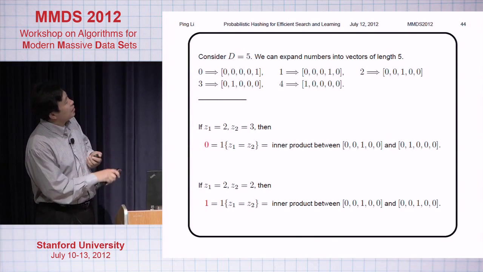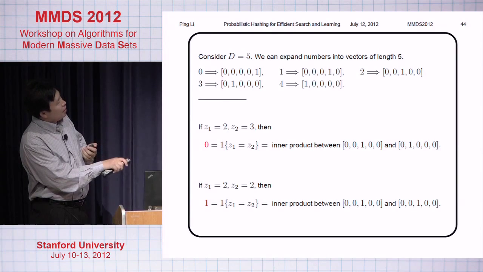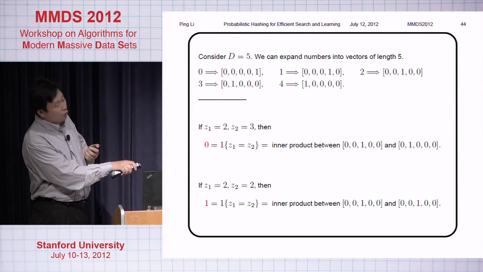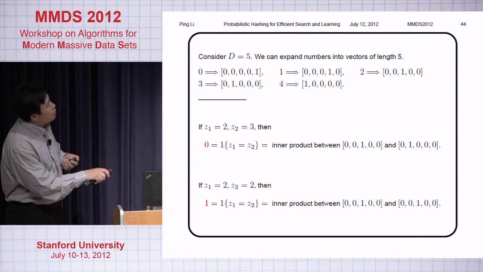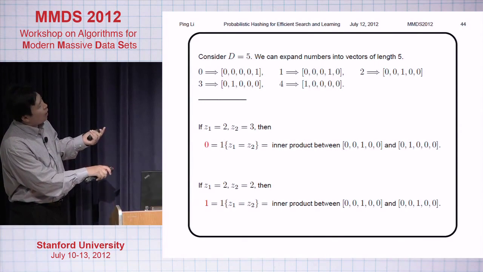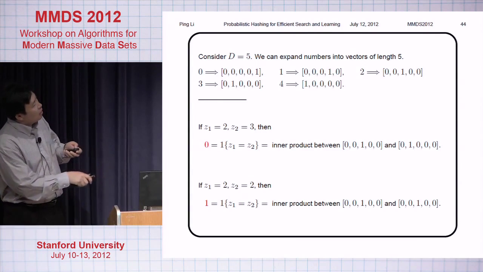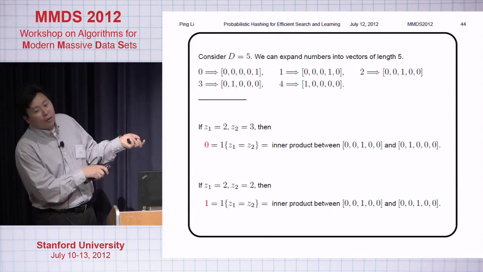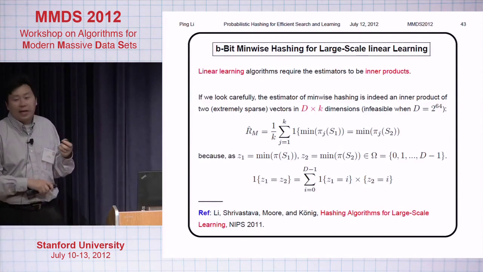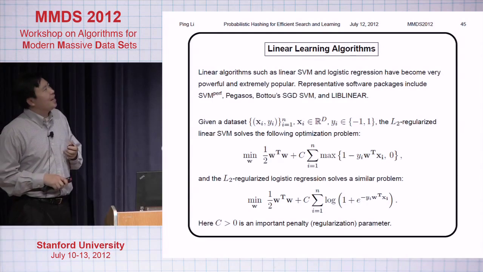So once you do the expansion, for example, z1 equal to 2, z2 equal to 3, so the indicator function is 0. It's the same as the inner product, which is of course 0. And if z1 equal to 2, z2 also equal to 2, then the indicator function is 1, which is of course also 1 in terms of the inner product. So it's a trivial idea at this point, but when you look at it the first time, it's probably not that obvious. So now it's clear how to do learning.